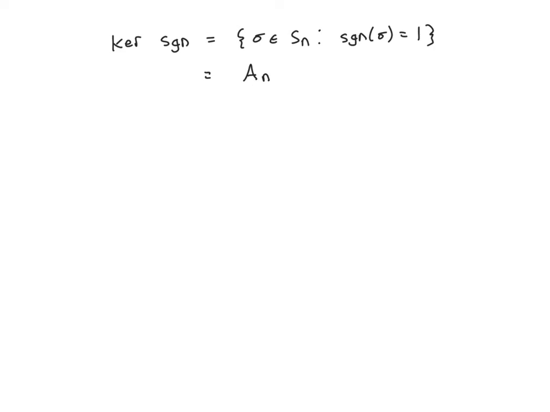So why is the signature function a homomorphism? Well, let's figure it out. Let sigma and tau be two permutations. What do I need to check? I need to check what happens when you compute the signature of the product. Well, let sigma factor as sigma 1 through sigma k. Tau factor as tau 1 through tau m. These are all transpositions.